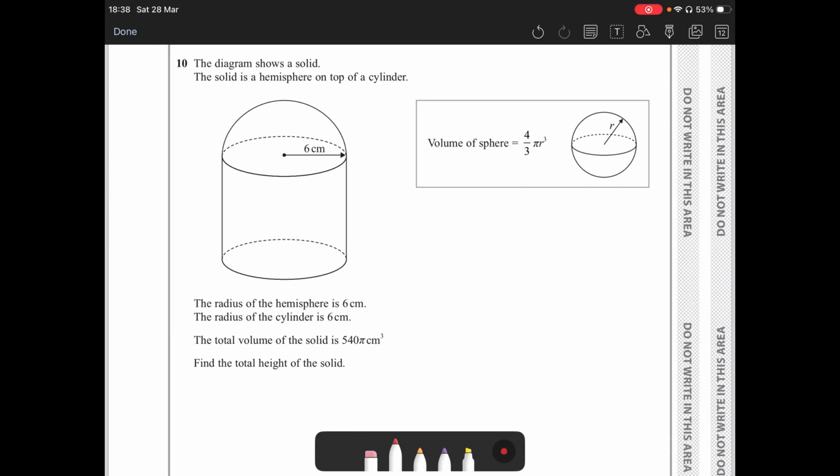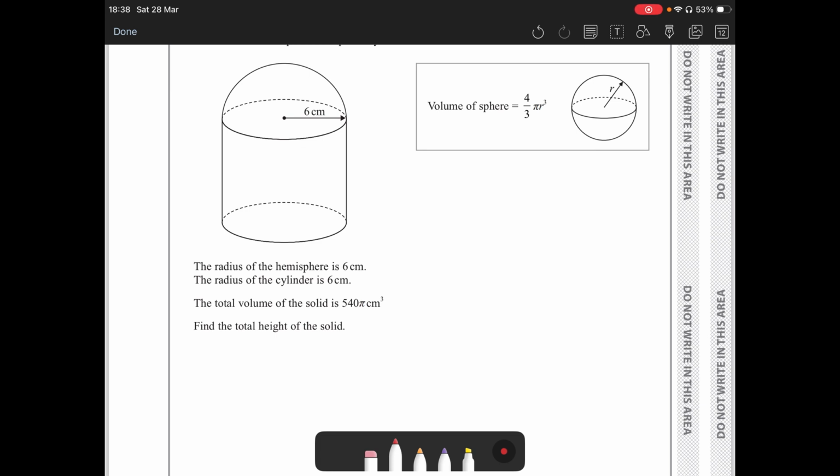All right, we're doing quickly today. What we got now? We got a hemisphere placed on top of a cylinder, and we are given the radius of the hemisphere and the radius of the cylinder. Yeah, they're both the same. Okay, interesting. All right, let's start by finding the volume.